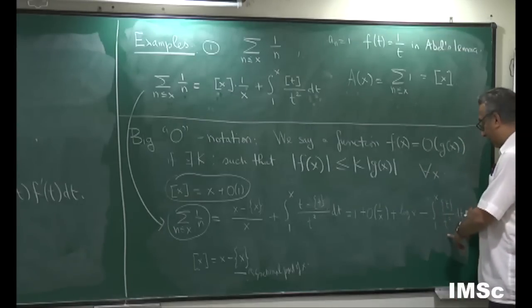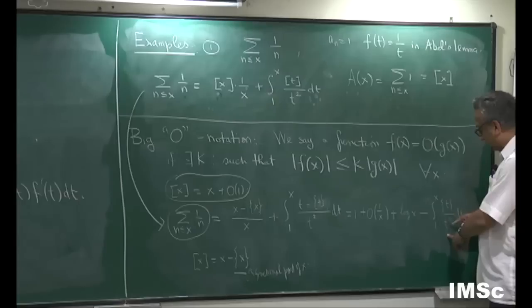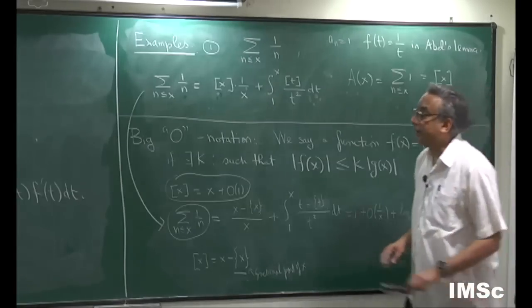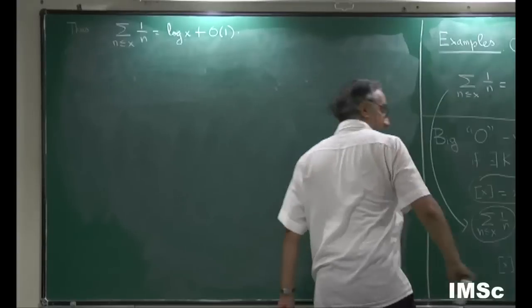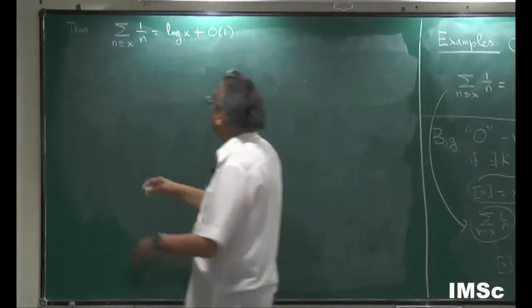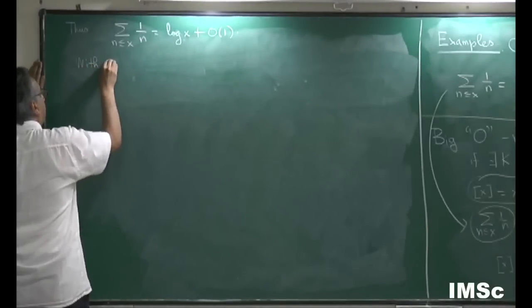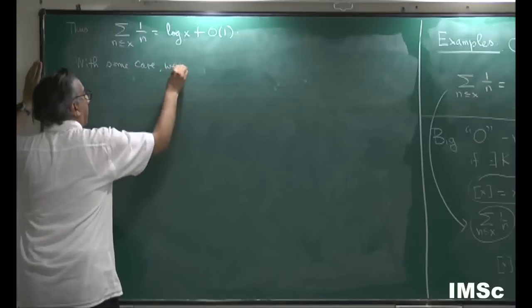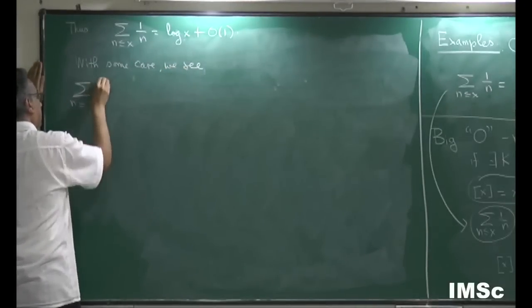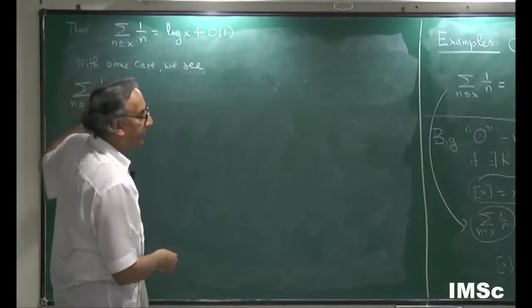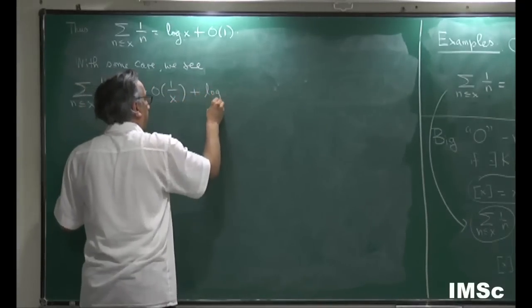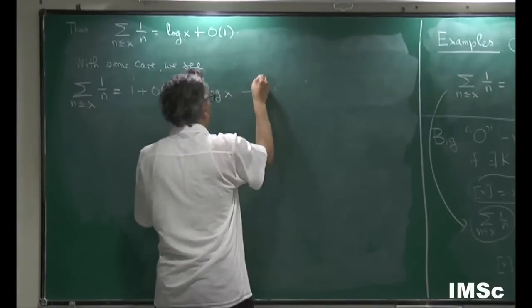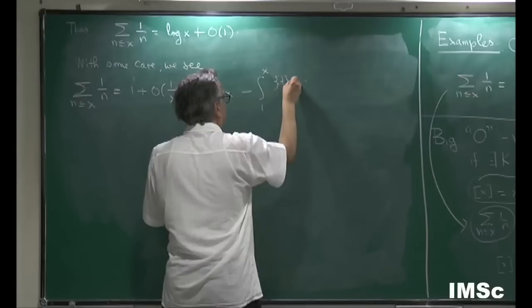as a term. And before, I just sloppily put O of 1 there and said this whole thing is bounded. But now, you can see that this is actually a convergent integral. So I'm going to rewrite this. Well, I'm hoping you've memorized this now. So keep this here. So notice that, with some care, we see summation n less than x, 1 over n, is equal to 1 plus O of 1 over x plus log x minus the integral from 1 to x of fractional part of t dt over t squared.